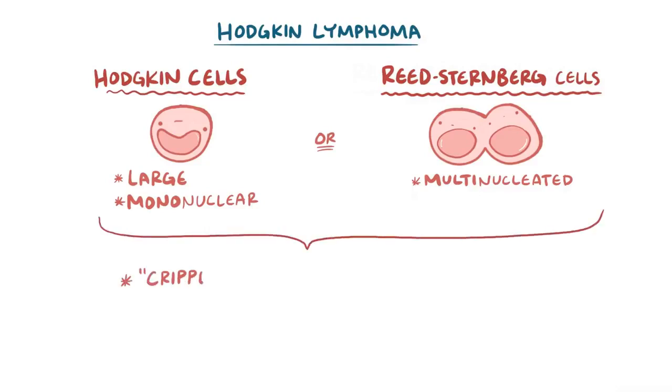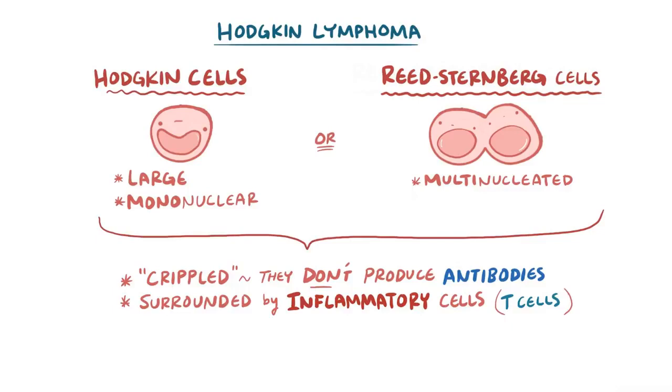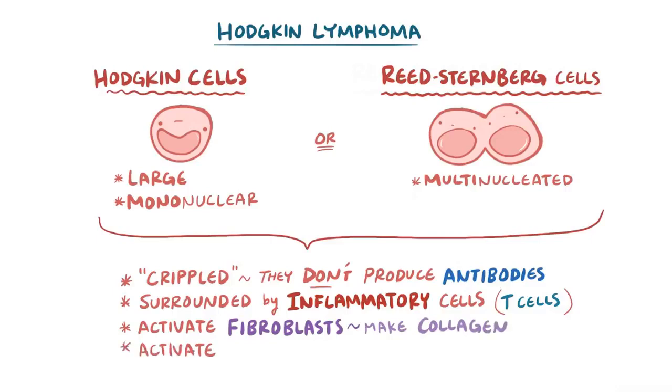Neoplastic cells are considered crippled because they don't produce antibodies like a normal B cell would. In addition, the neoplastic cells are usually surrounded by non-neoplastic inflammatory cells, mostly T cells, which are attracted by chemokines. The neoplastic cells also activate fibroblasts, which make collagen, as well as eosinophils.